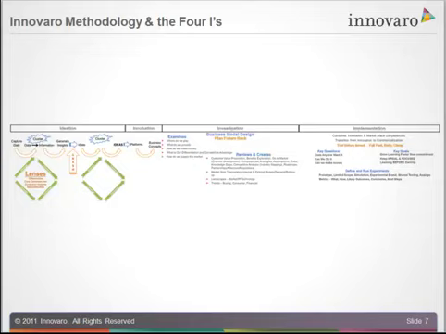That's the basics of the innovation methodology that we use here at Innovaro and how it maps to the 4 I's. I apologize, this is a small chart with a lot of information.